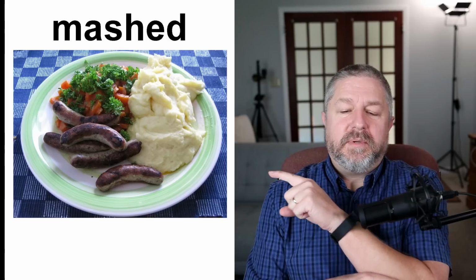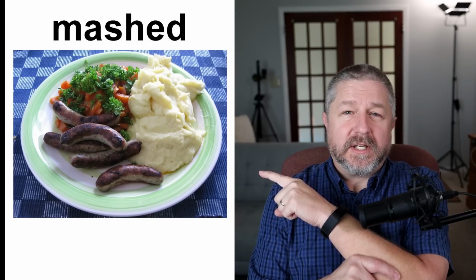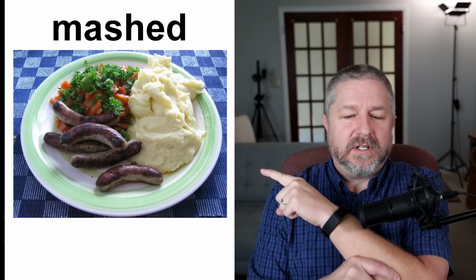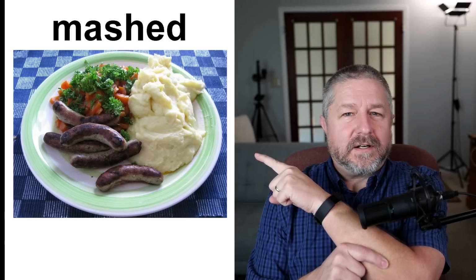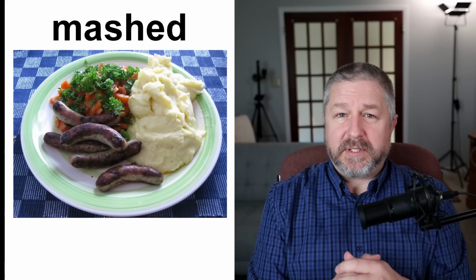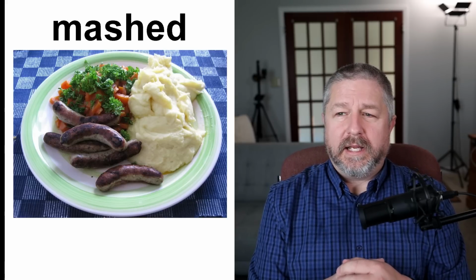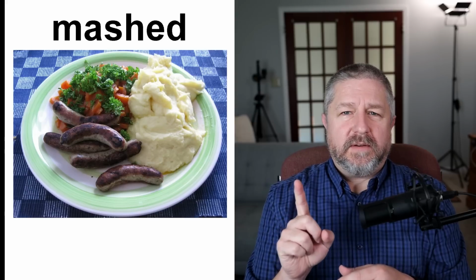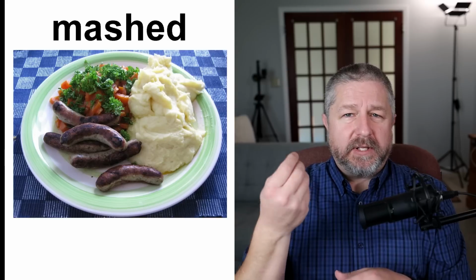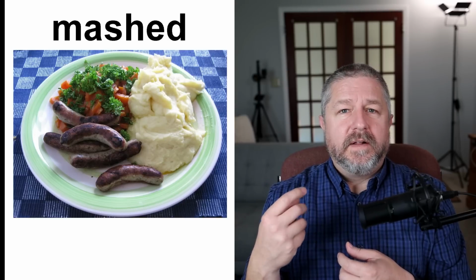Mashed. This was a typical meal when Bob the Canadian was a kid. Some kind of meat, looks like sausages here, but those white things there are mashed potatoes. When I was a kid, we ate mashed potatoes almost every day. There were a couple reasons why. Number one, it was a very common food to eat in Holland. So when my family immigrated here, I was born here, but when my family immigrated here, they continued to eat them.